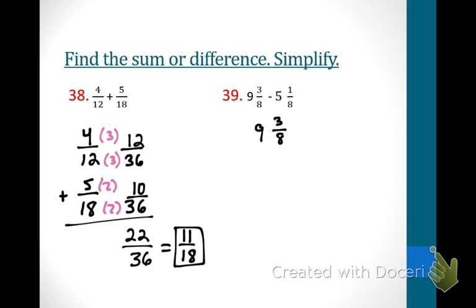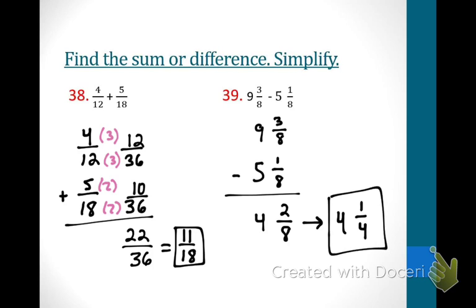Okay, when you're adding and subtracting fractions, do you have to have a common denominator? Yes. Whenever you're doing a problem like this, should I do the whole number first or the fraction first? Always do the fraction first. What is 3/8 minus 1/8? 2/8. What's 9 minus 5? 4. Can this be simplified? Yes. What's the answer? 4 1/4.